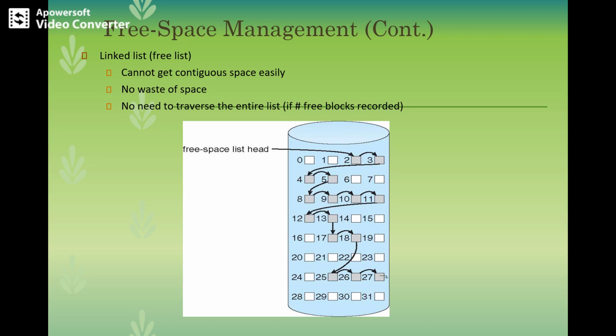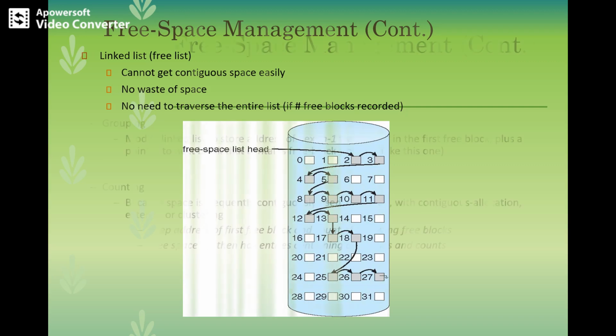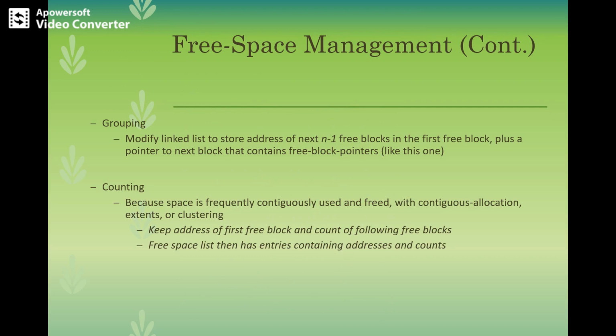So the next technique that is used here is grouping. So what exactly is this grouping? This is a modification of the free list approach, and here we store the addresses of the n free blocks in the first free block. So all the addresses of n free blocks will be stored in the first free block. The first n minus 1 of these blocks are actually free. The last block would contain the addresses of another n free blocks, and so on. It goes like this.